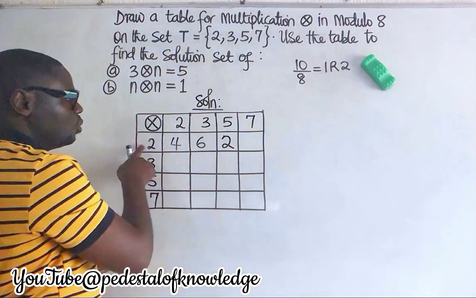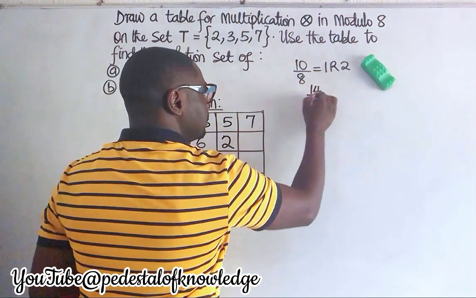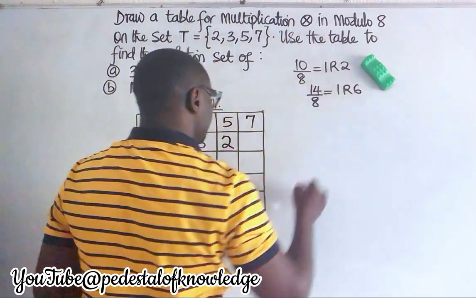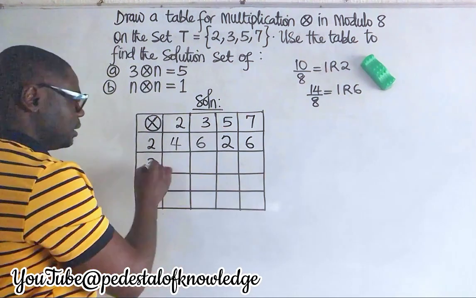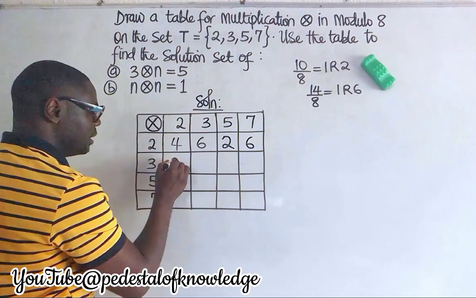Now 2 times 7 will give us 14. We now divide 14 by 8. 14 over 8 will give us 1 remainder 6. So we put down the remainder 6. Alright, now let's look at this row. Now 3 times 2 in mod 8 will give us 6.